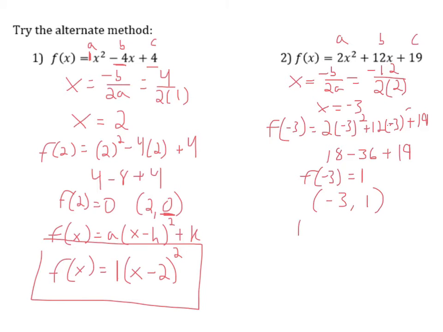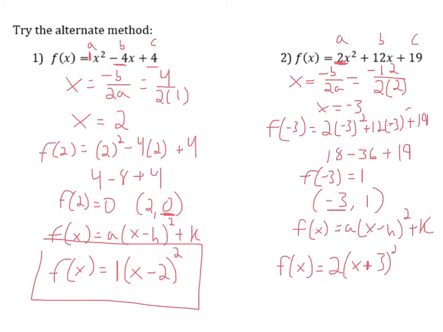Once I know my vertex, again, I write out my vertex form, f of x equals a times (x minus h) squared plus k, and now I can just plug in all my values. So f of x equals a, which from my original function is 2, so it's still going to be 2, times (x minus the x-coordinate of my vertex, so minus negative 3 is going to be plus 3) squared, and then plus k. k is the y value of my vertex, so positive 1. And there is my vertex form of this exact same function that I started with.